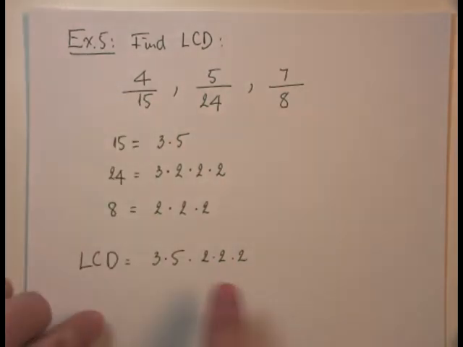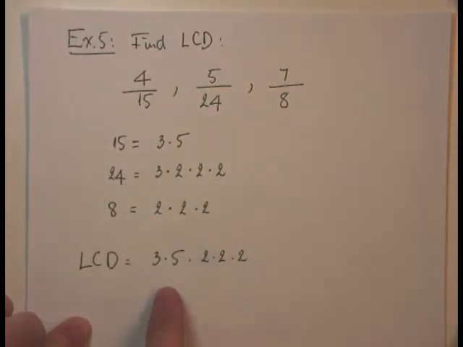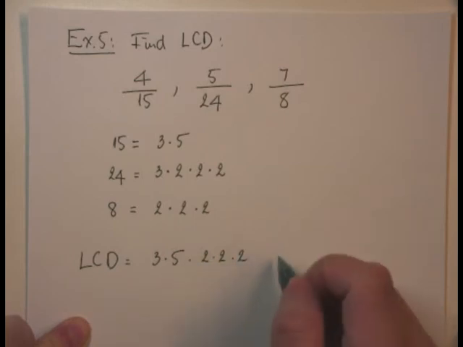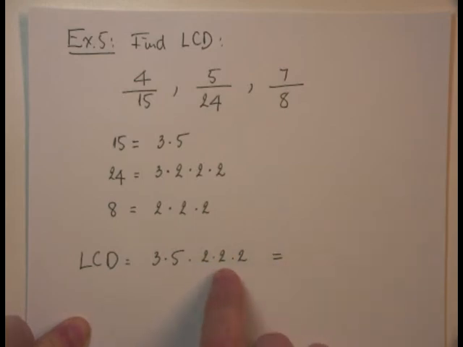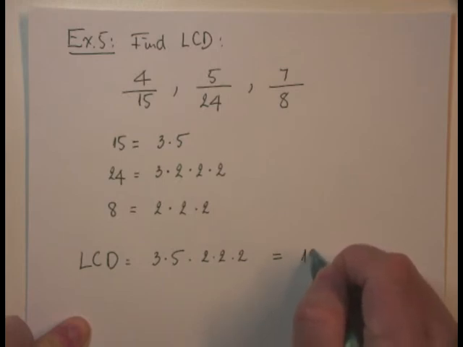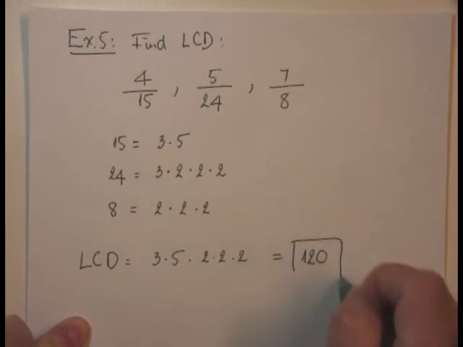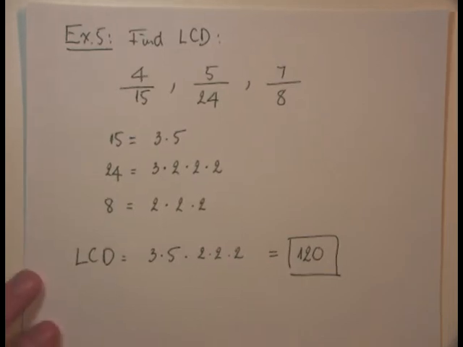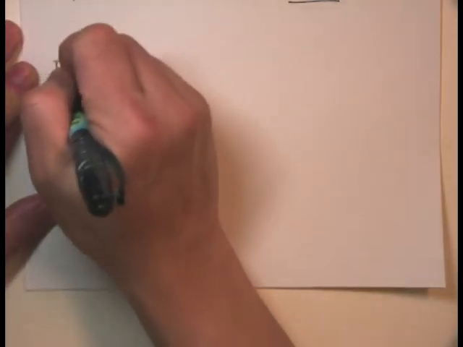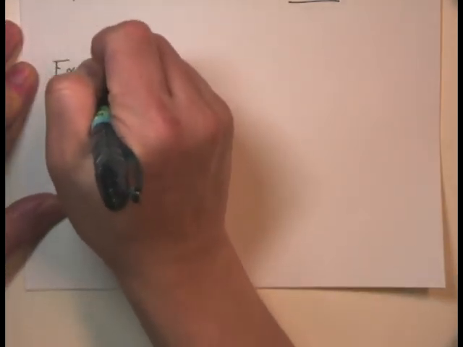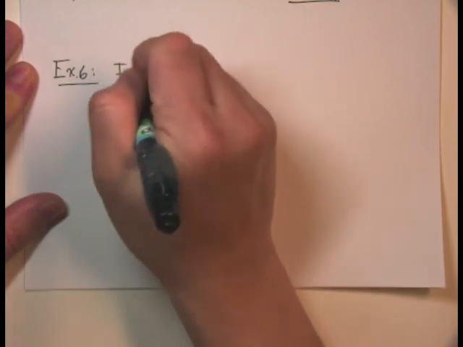And this is it for all the prime factors of your LCD. Now you can simply multiply all of them together. And so 3 times 5 times 2 times 2 times 2 together makes 120. And that is your LCD for the 3 fractions. Now looking at the last example, example number 6. And once again, we want to find the LCD.